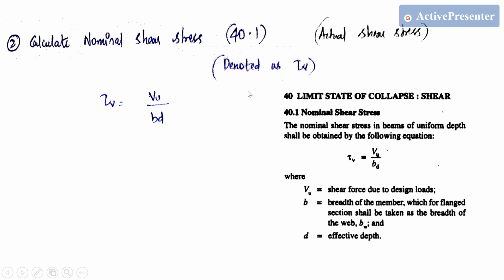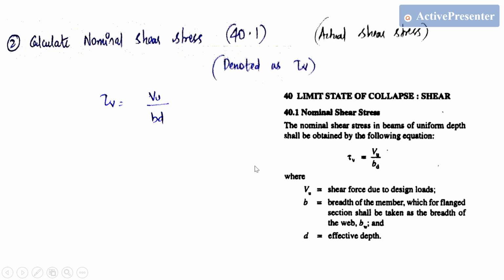That is, you can see in clause number 40.1, the nominal shear stress. The nominal shear stress in beams of uniform depth shall be obtained by the following equation. Tau v is equal to Vu by b, it's not suffix, it is b into d, where Vu is the shear force due to design load. b is the breadth of the member, which for flanged section shall be taken as the breadth of the web.